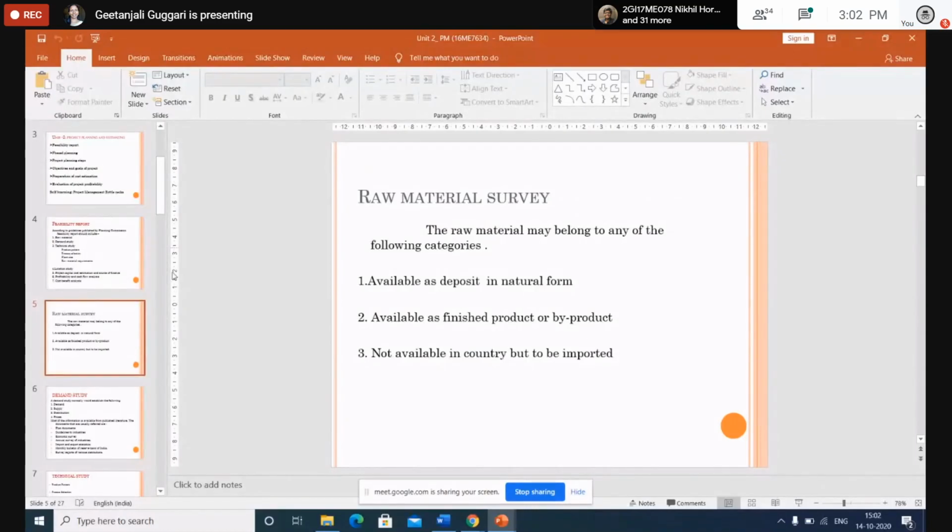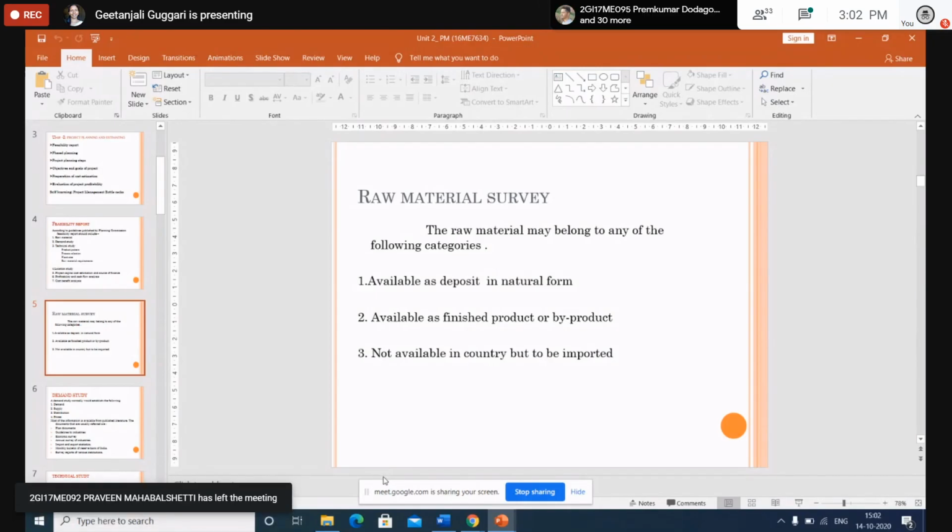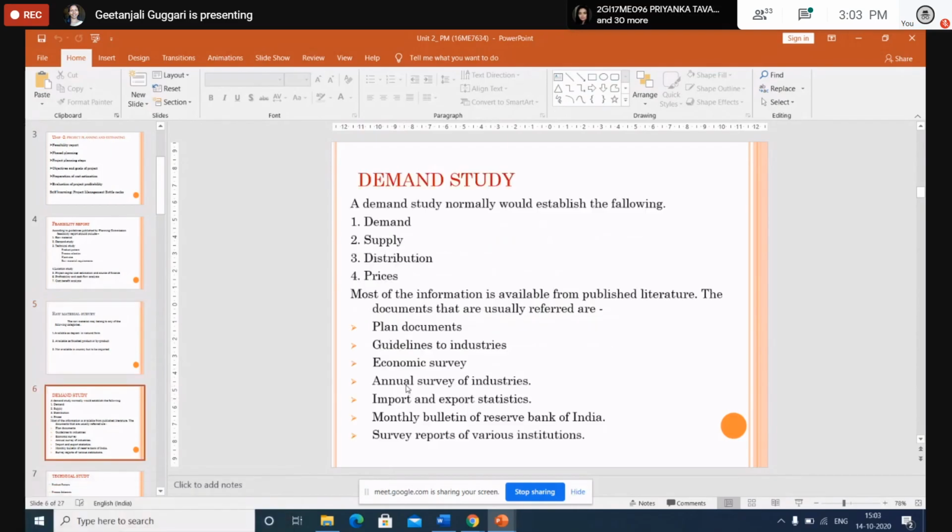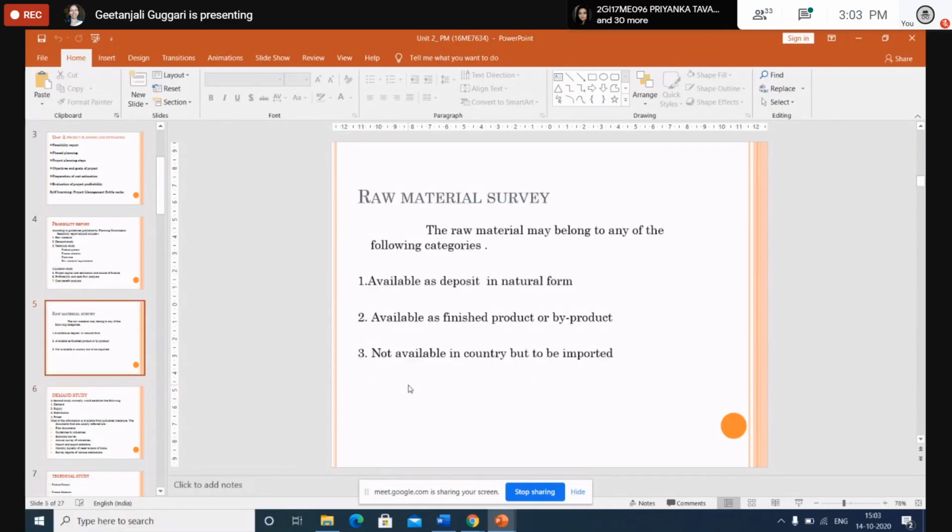For the raw material survey, we have done the analysis of a raw material in 3 different sections: available as a deposit in nature, available as a finished product, or available as a byproduct, or not available in the country, so you need to import it from some other country. So these 3 points are to be explained in a raw material survey of a feasibility report.